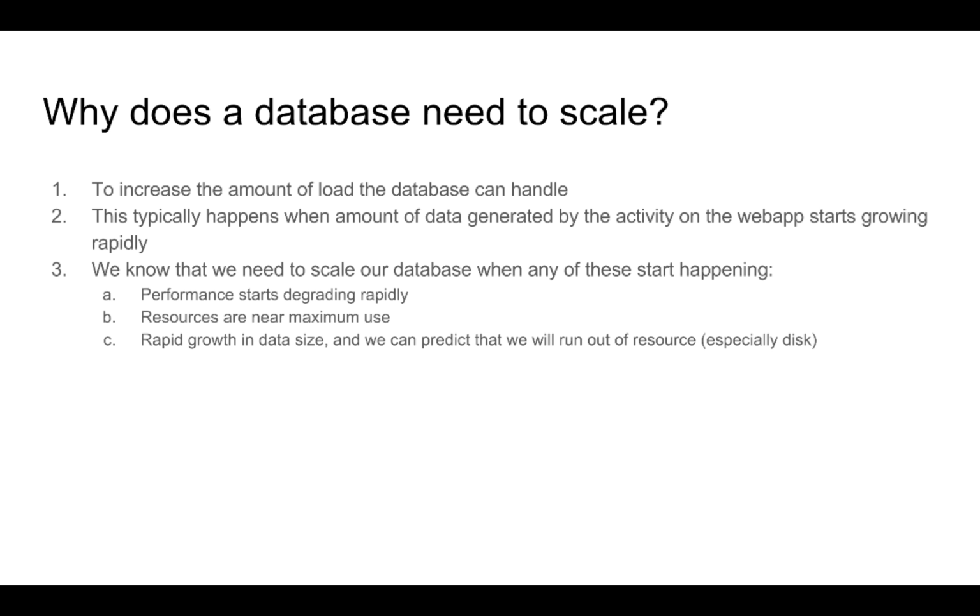The typical signs of knowing when we need to scale a database are when performance starts suddenly degrading rapidly. So whenever additional users come on, the performance just suddenly drops. We also know that it's time to scale the database when the resources are very frequently near maximum use. For example, the CPU, RAM, or disk is maxing out. We can also predict that we need to scale when the data is growing extremely rapidly and we can see that we would run out of resource very soon.